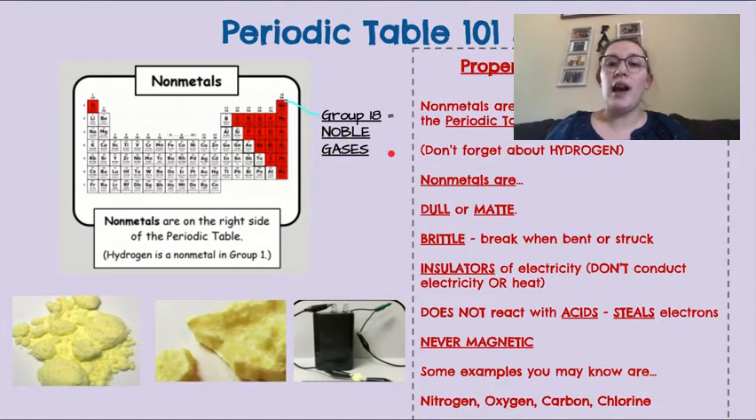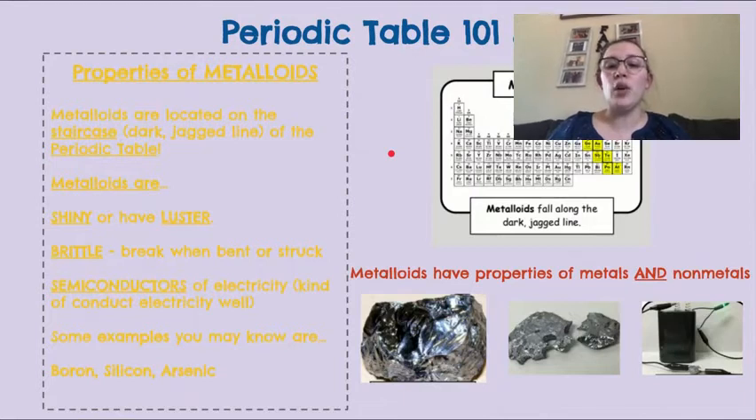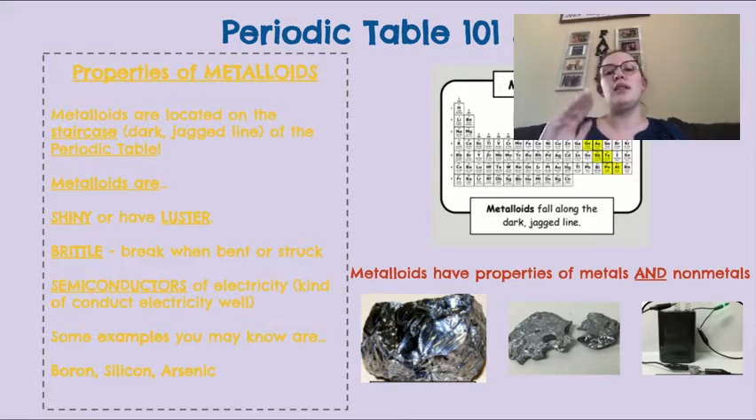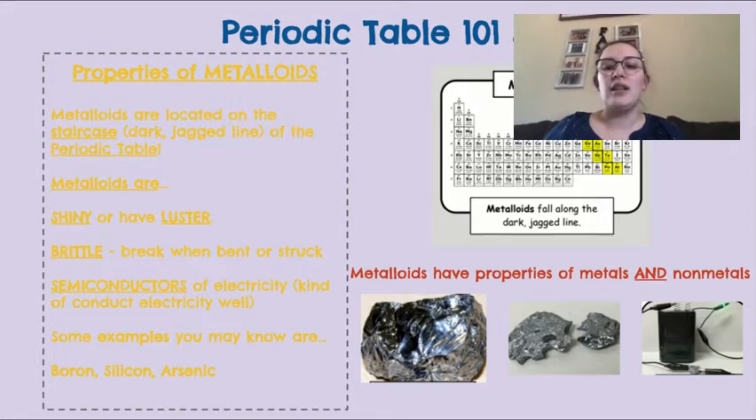Now we can go to our metalloids. Remember, metalloids are going to have properties of both metals and nonmetals, okay? Metalloids are going to be on the staircase. I don't know if you've ever noticed, but there is a very dark line on your periodic table, okay? It's a dark, jagged line. I call it the staircase because it looks like a staircase, okay?